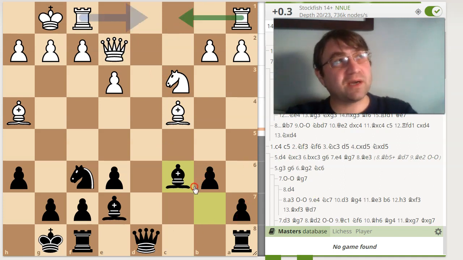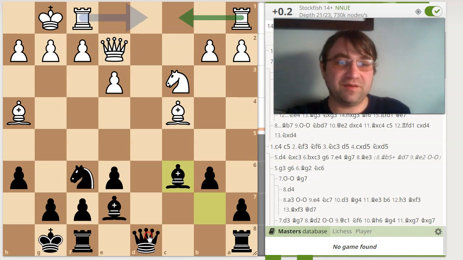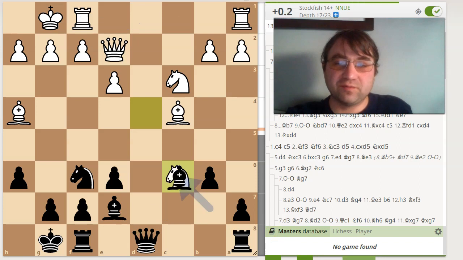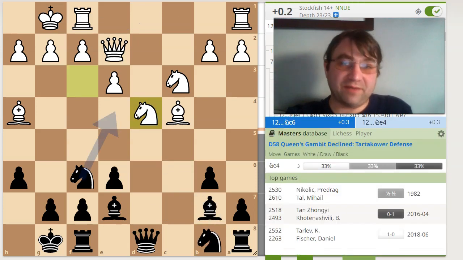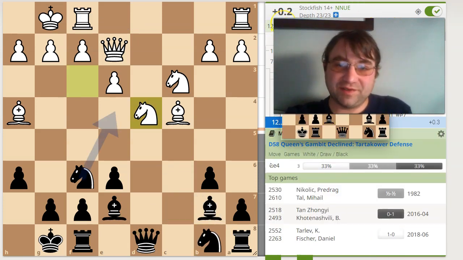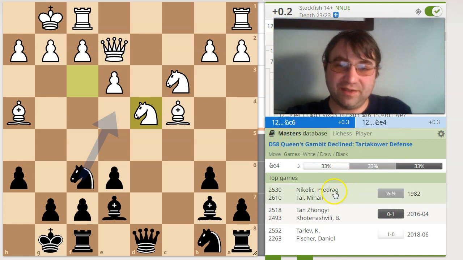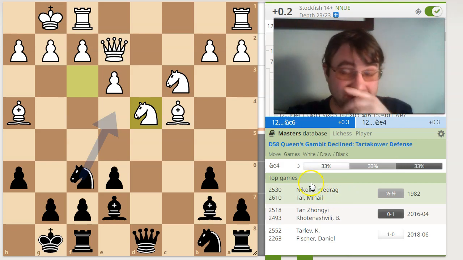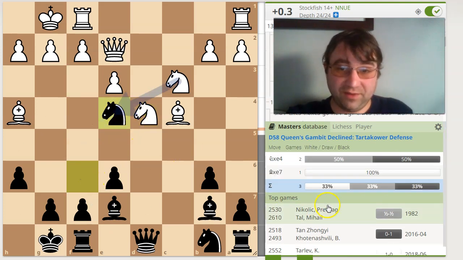The only square in the QGD where the queen doesn't seem to get in the way of anything else is the e7 square. So as a rule, we try to get it there. So right here, if you look at the engine assessment, it says knight e4. Now, interestingly enough, we also have this Mikhail Tal game, Nikolic versus Predrak, and Mikhail Tal, playing the black pieces, played knight e4. You can actually see we're following this Mikhail Tal game.